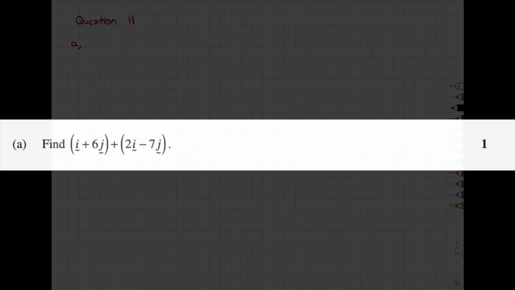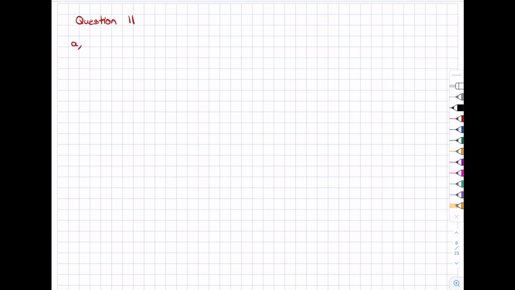So the first part A, find i plus 6j plus 2i minus 7j. So this is really quite straightforward. We just add component-wise. So these are our two vectors, and we add the i components together and the j components together. It's essentially like we're collecting like terms with algebra. So we get 3i plus 5j.